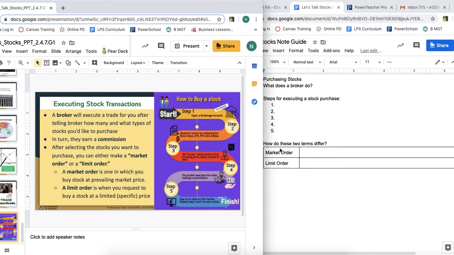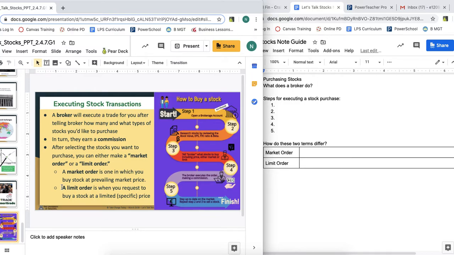And then the last box. How do these 2 terms differ? So, a market order is going to be when you buy a stock at a prevailing price. So whatever the stock is selling for at that moment. Or you can set a limit order. So that's when you request that your stockbroker buy a stock at a specific price.